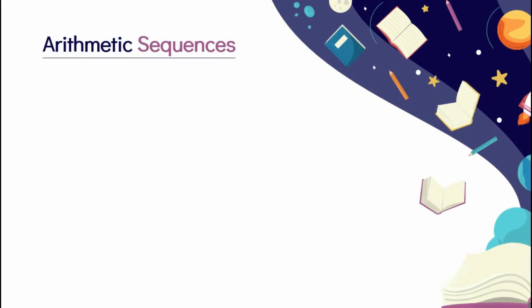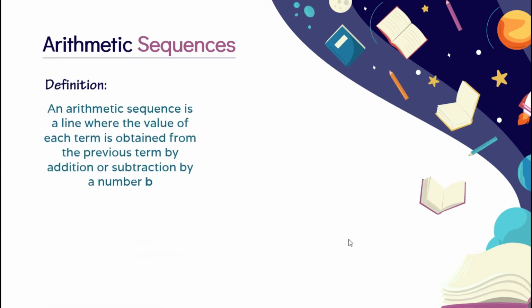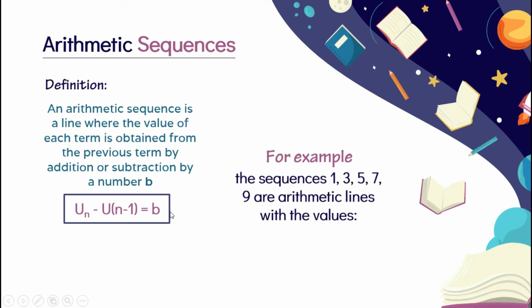Next, about arithmetic sequence. The definition of an arithmetic sequence: an arithmetic sequence is a sequence where the value of each term is obtained from the previous term by addition or subtraction by a number. The difference between the values of adjacent terms is always the same, namely b, so that un minus un-1 equals b. For example, the sequence 1, 3, 5, 7, 9 is an arithmetic sequence with b equals 9 minus 7 equals 7 minus 5 equals 5 minus 3 equals 3 minus 1 equals 2.